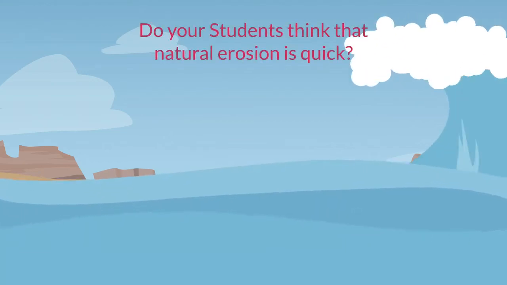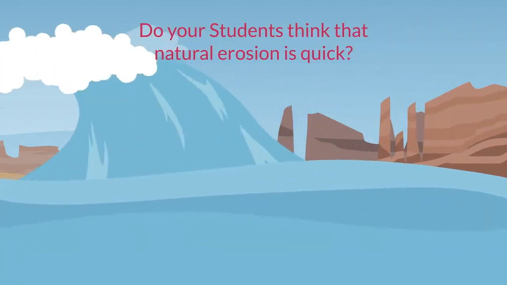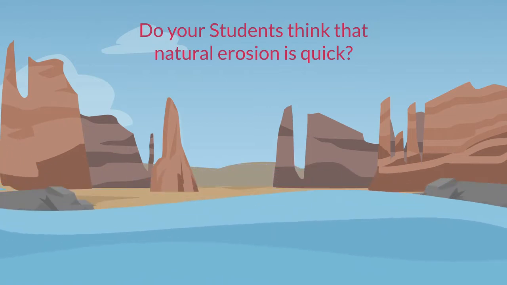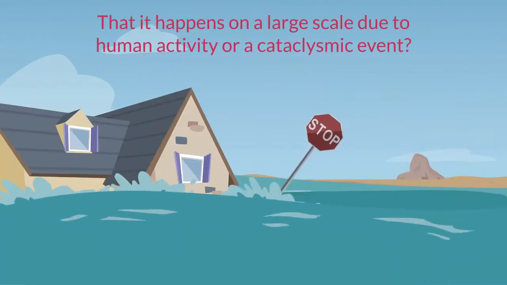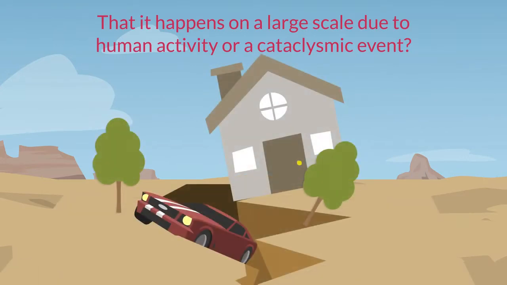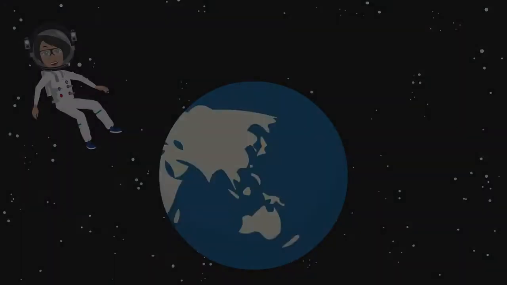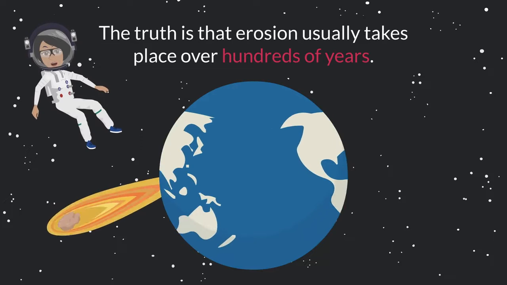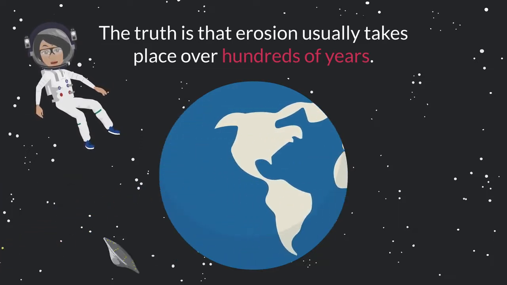Do your students think that natural erosion is quick? Or that it happens on a large scale due to human activity or a cataclysmic event? The truth is that erosion usually takes place over hundreds of years.